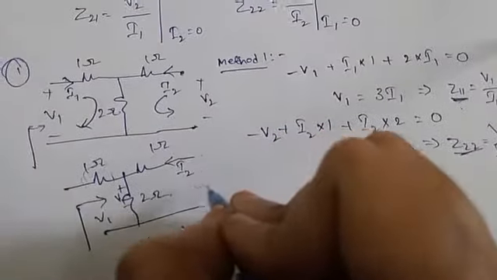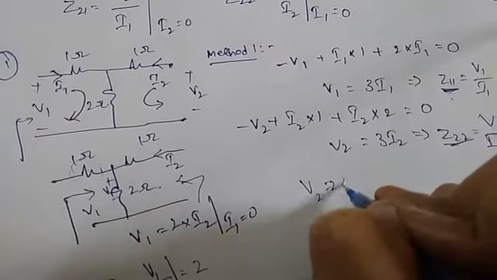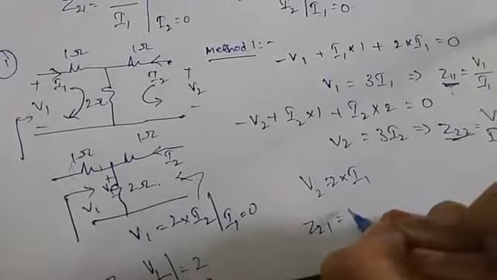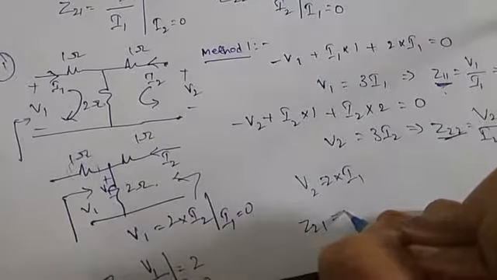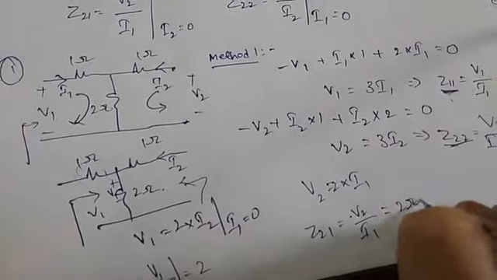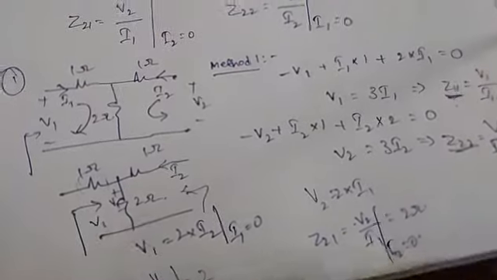In a similar fashion, look at this side. V2 equals 2 into I1. So Z21 equals V2 by I1 equals 2 ohms resistor. This will happen only when I2 equals 0.